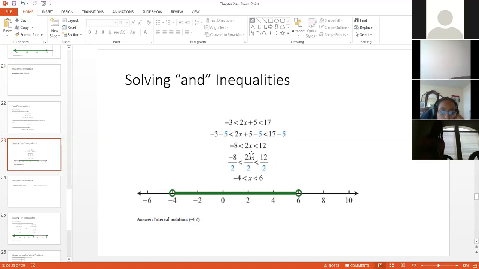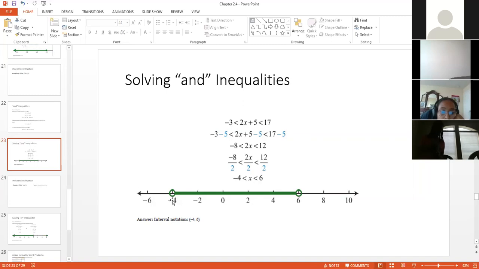You still want to isolate the variable x, so you divide all the terms by 2. Divide 2, divide 2, divide 2. It's a positive number, so you keep the signs the same. -8 divided by 2 is -4. The 2's cancel out, so it's x. And 12 divided by 2 is 6. So you're left with the and inequality: -4 is less than x, and x is less than 6.